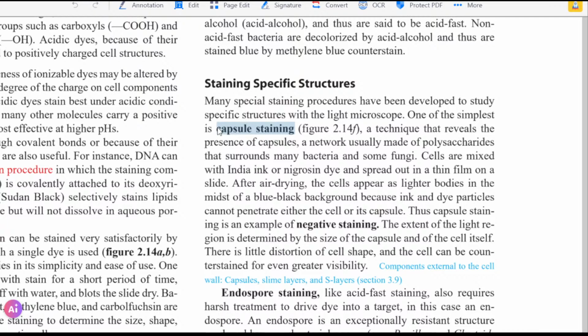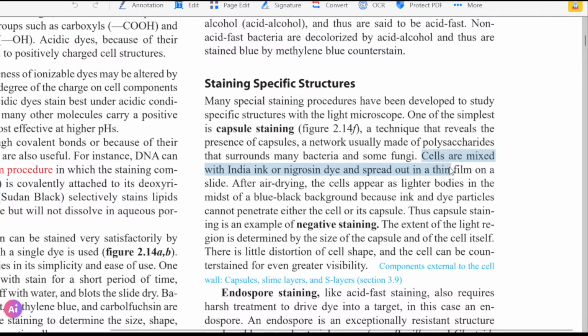We have the capsule bacteria list, instead of going towards all the bacteria, right? So it narrows our range of work to identify the bacteria. So a network usually made of polysaccharides that surrounds many bacteria and some fungi. Again, it's a polysaccharide and nothing else.